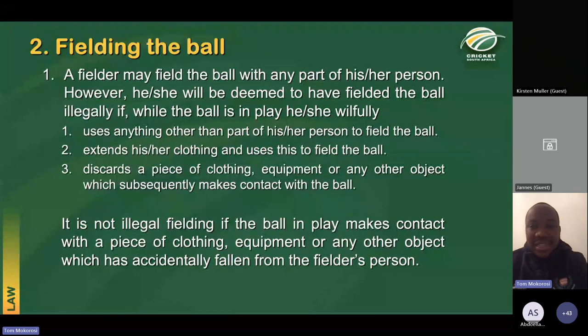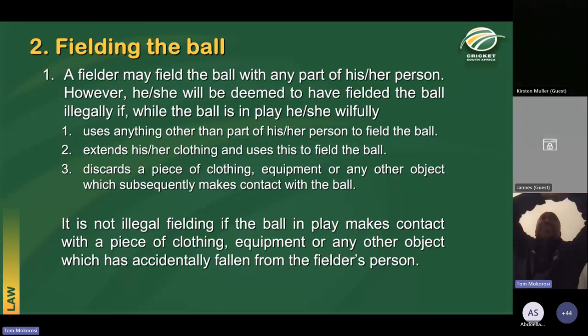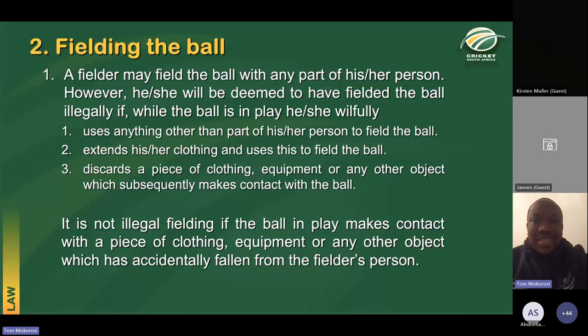because the cap has flown off the head of the fielder accidentally. Sometimes what you see is, especially when a catch goes high up in the air, fielders tend to take the cap off so that their vision of the ball is not disturbed. If in that instance the fielder has taken the cap off, removed it deliberately, it has not accidentally fallen from the fielder's head. If he attempts to catch the ball, it goes through his or her hands and falls onto the cap on the floor that's been discarded, that will unfortunately be considered illegal fielding. Why? Because that cap in the incident I've just explained was discarded on purpose.